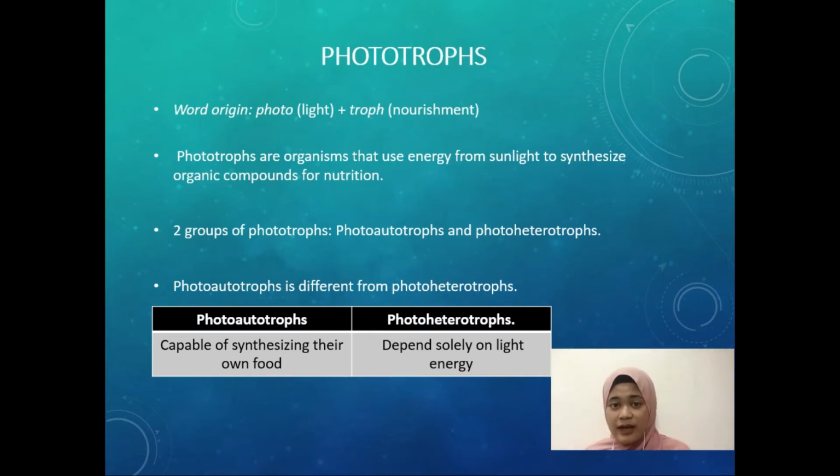Phototrophs have two types, which are photoautotroph and photoheterotroph. What is the difference between these two? The main difference is that photoautotroph can synthesize their own food, while photoheterotroph solely depends on the light energy.